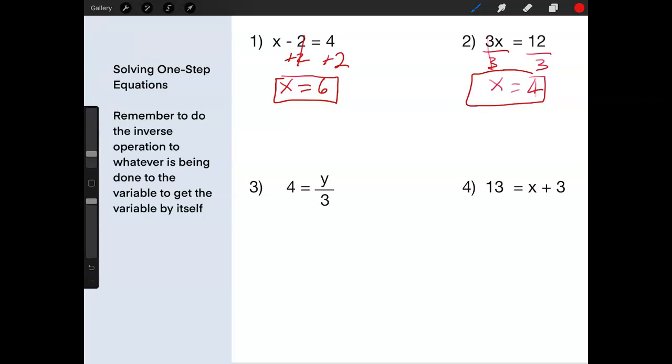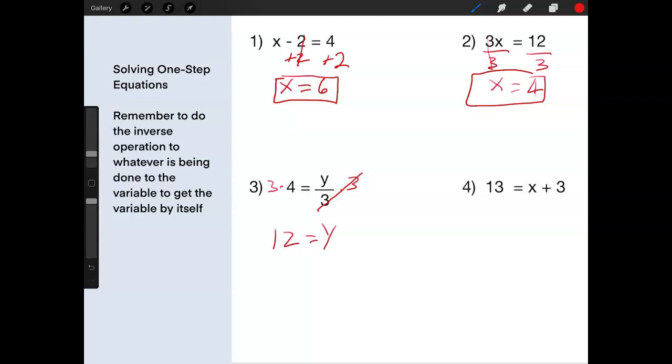Now notice that the variable is on the right side of the equation. We still follow the same procedures, but we work from right to left instead of left to right. Y divided by 3, we follow the inverse of dividing by 3, or the opposite, which is multiplying by 3. So we multiply this side by 3. To keep balance, we multiply that side by 3 as well. 3 over 3 is 1, cancels out, and we're left with y equals 4 times 3, which is 12.